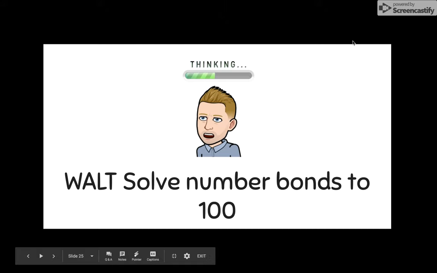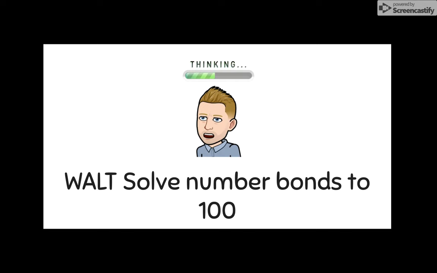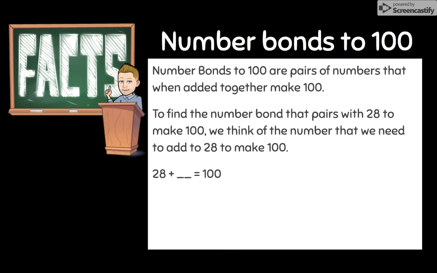Today we are learning to solve number bonds to 100. Let's get into it. So what's a number bond? Number bonds to 100 are pairs of numbers that when added together make 100. To find the number bond that pairs with 28 to make 100, we think of the number that we need to add to 28 to make 100. So 28 plus what equals 100?